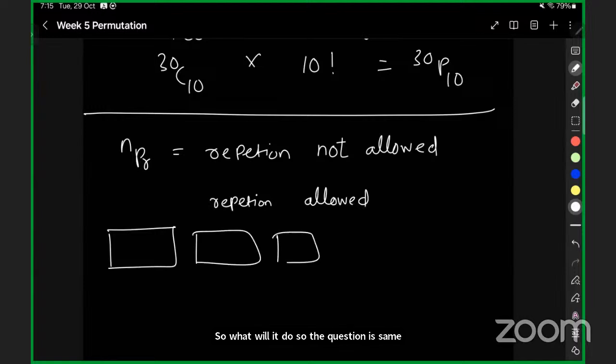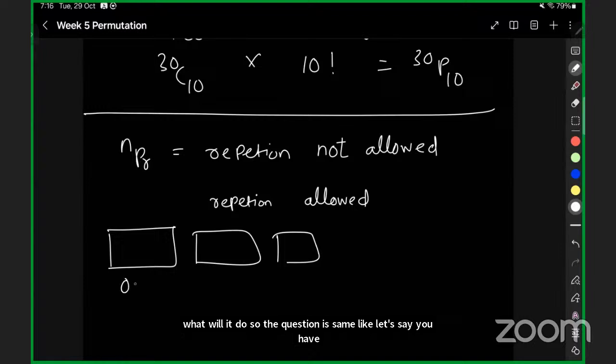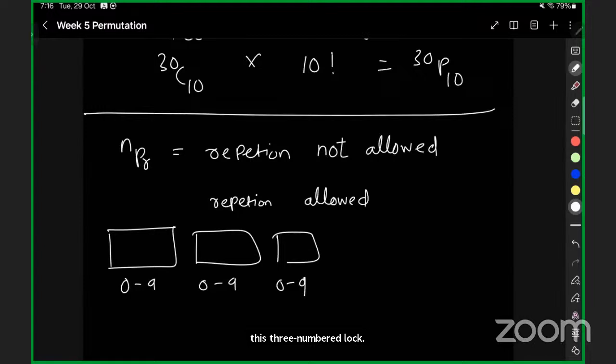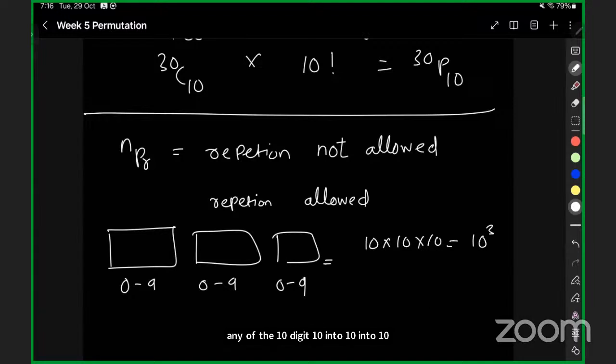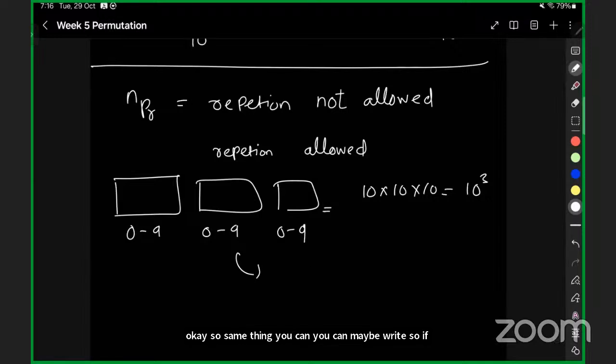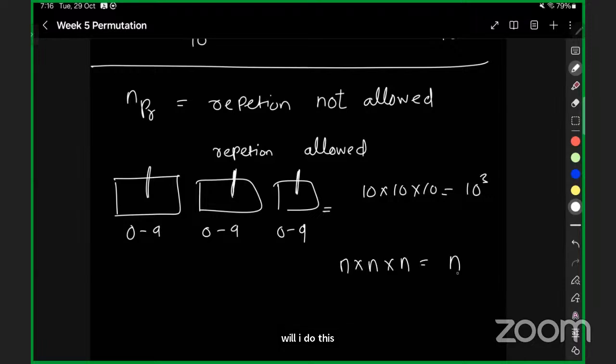Let's say you have this 3-digit lock, and anything between 0 to 9 can come up here. You can choose any of the 10 digits, 10 into 10 into 10, and you'll get 10 power 3, right? So the same thing you can write: if repetition is allowed and you have n distinct objects, whatever number I choose here, I can again choose it here, right? Repetition is allowed, so I will do n into n into n. So n power r, or in this case 3. So this is basically the formula.